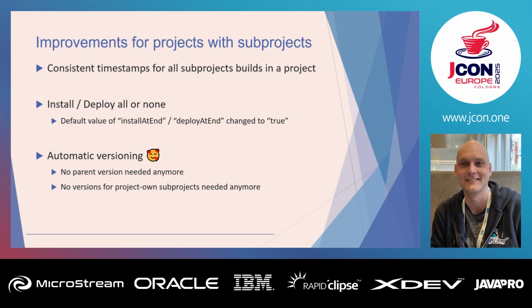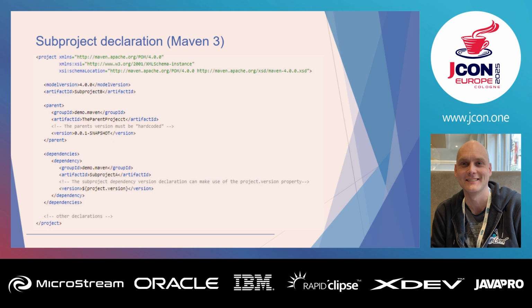And one of my personal highlights, that's why there's the lovely emotion, is automatic versioning, and we come back to the thing I said before, when you really looked at the content of the POM files, that you don't have to manually set the versions of your parent project or of project-owned dependencies. What does it look like? Can you all read it on the back?